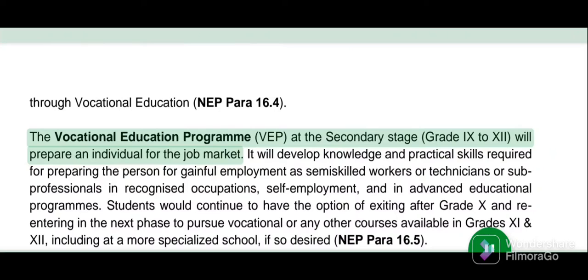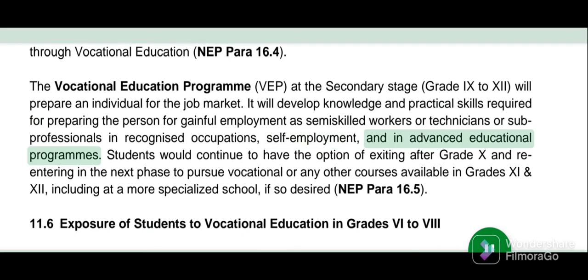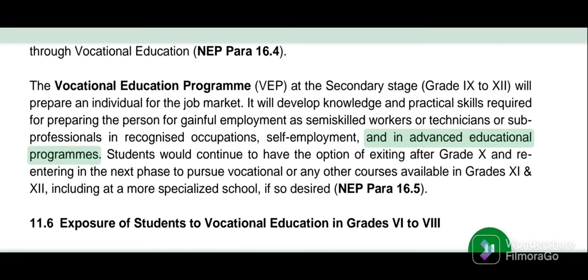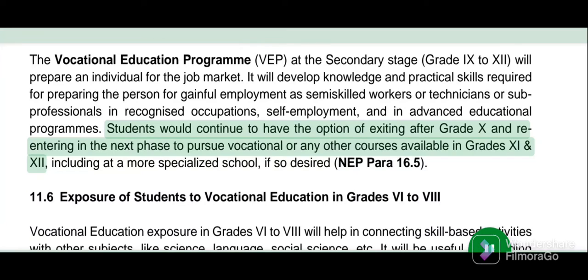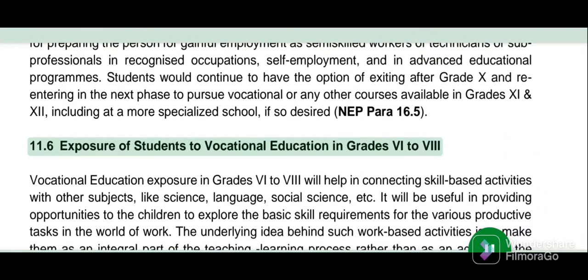The Vocational Education Program (VEP) at the secondary stage, grades 9 to 12, will prepare an individual for the job market. It will develop knowledge and practical skills required for preparing the person for gainful employment as semi-skilled workers or technicians or sub-professionals in recognized occupations, self-employment, and in advanced educational programs. Students would continue to have the option of exiting after grade 10 and re-entering in the next phase to pursue vocational or any other courses available in grades 11 and 12, including at a more specialized school, if so desired. NEP Para 16.5.